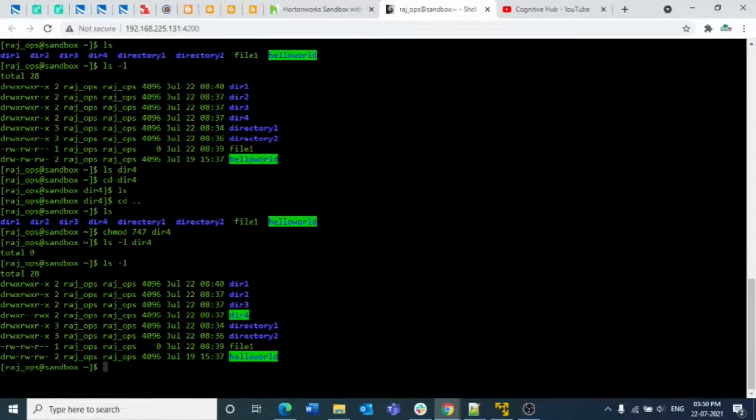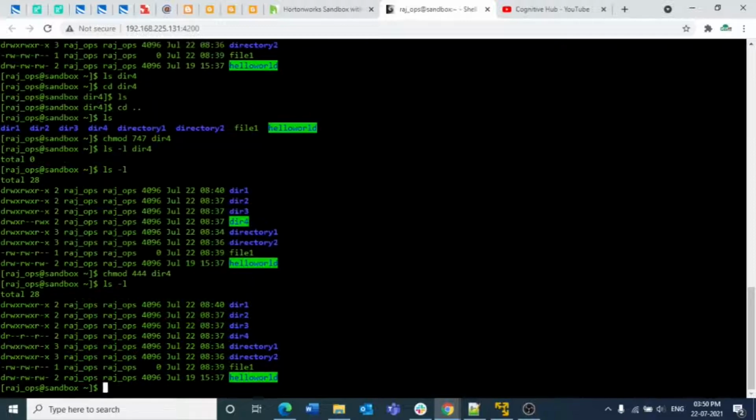So I'm just illustrating with some other example. If I want to change the permissions for directory 4, chmod space, now I want to give just read permission but not any write permission or execute permission for directory 4. So for that case, what I want to do is 111. So what this 111, sorry, not 111, 444, and then directory 4. So if I give ls -l, so if you observe here, I am just giving directory 4 only the read permission, but not the write permission, and not the execute permission for user, group as well as owner.